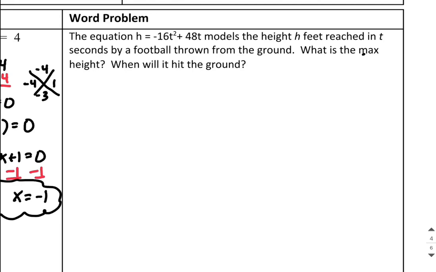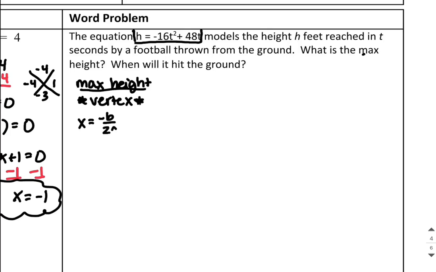If I'm looking for the max height, that means I'm looking for my vertex. My vertex will always be my maximum or my minimum. So I'm looking for the vertex. This was the equation given to me that models the way the ball is moving. So I know that the easiest way, or what I usually use to find the vertex for these problems, is that formula x is equal to -b over 2a. That's going to tell me the x in my maximum, in my vertex.